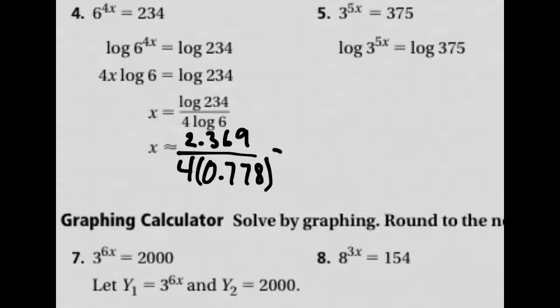What I'm going to do now is divide those numbers. First multiply 0.778 times 4 and then divide those numbers. So 2.369 divided by 3.1126.